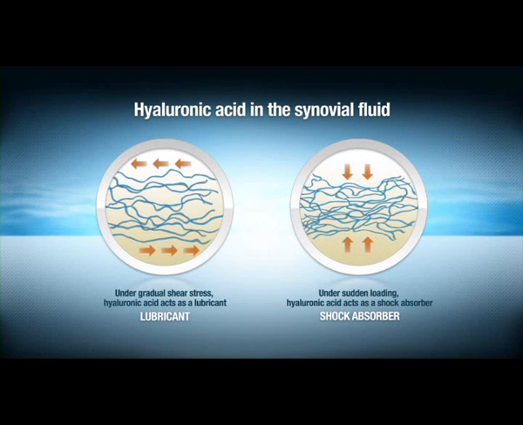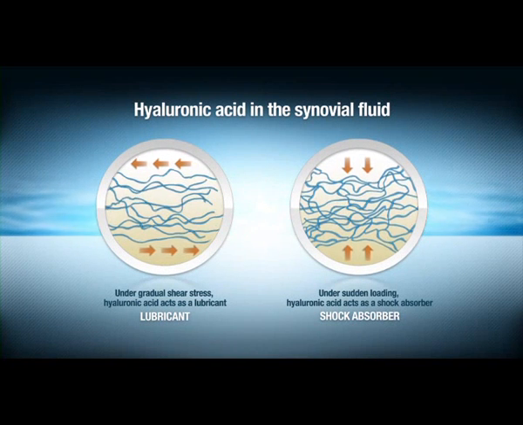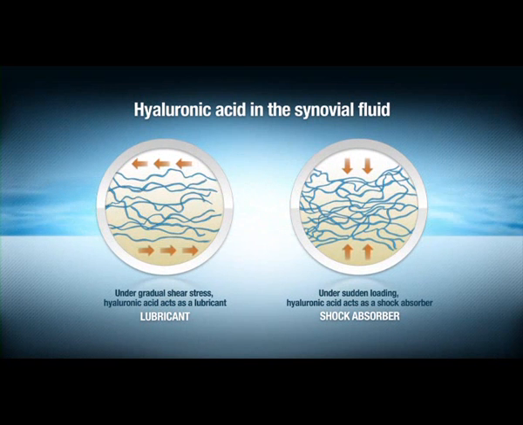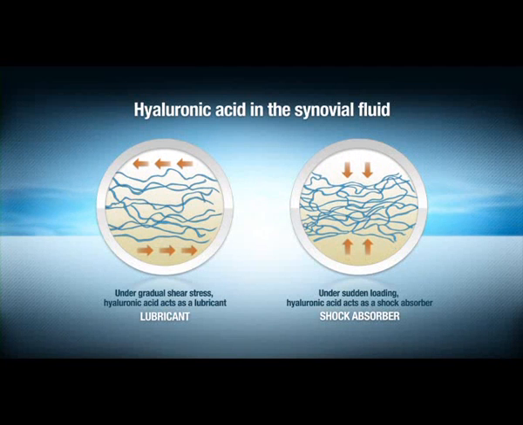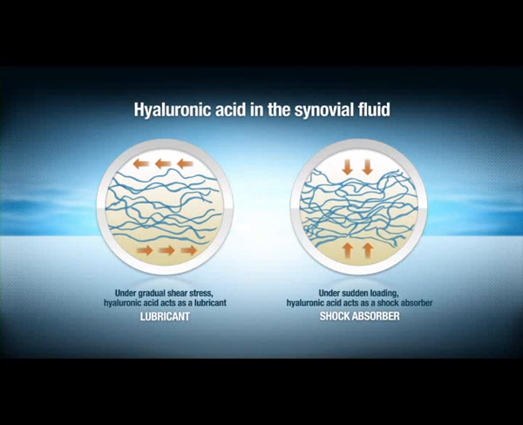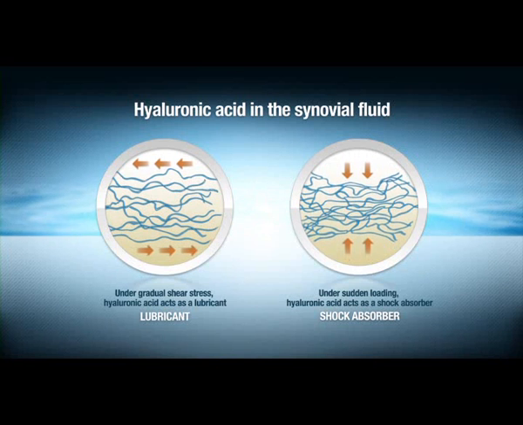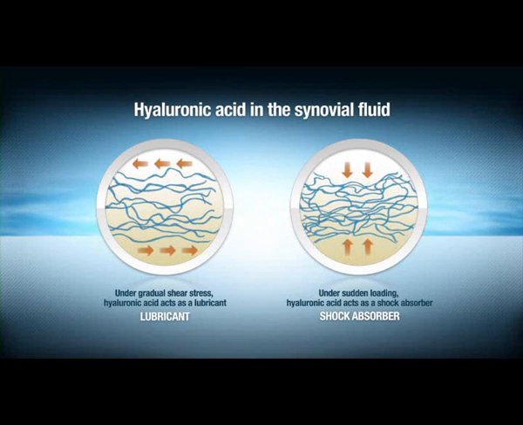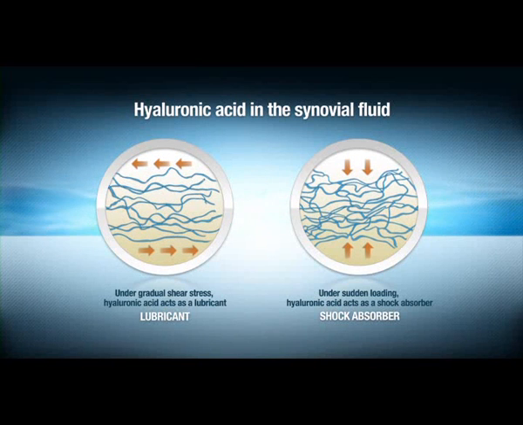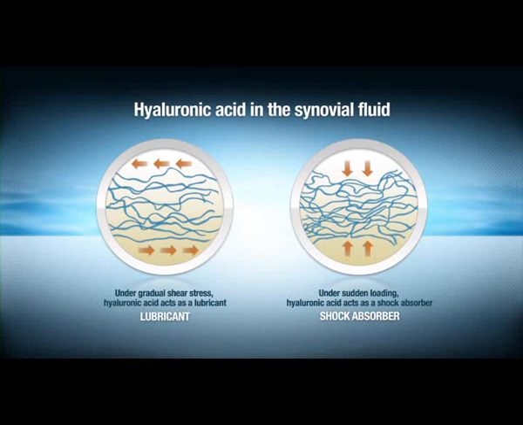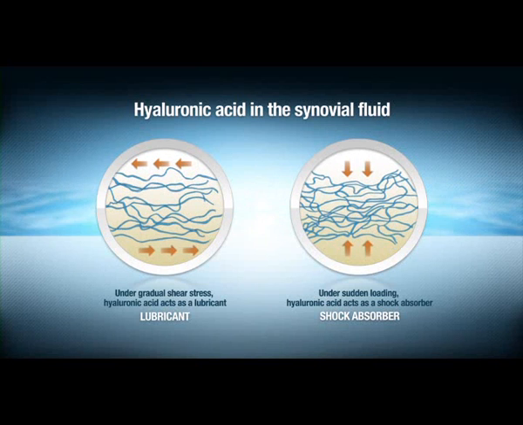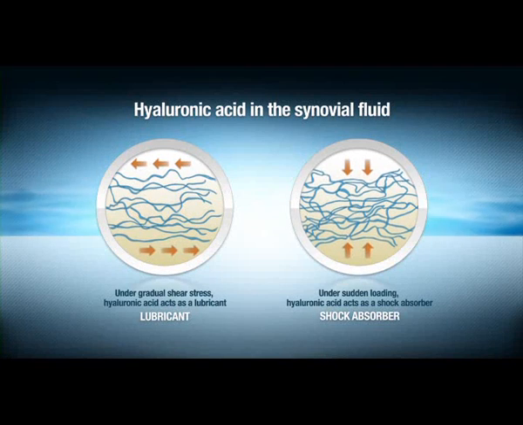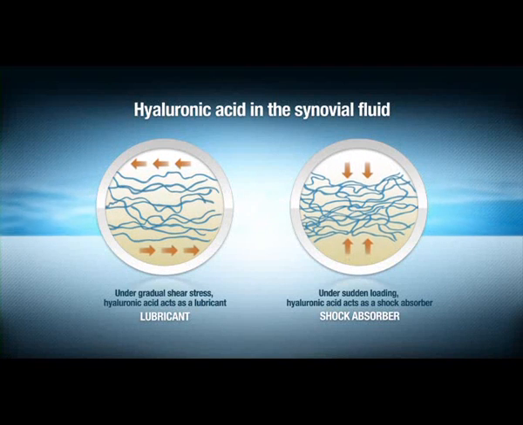HA is produced in the joint by synoviocytes and is extruded into the synovial fluid. It confers the characteristic viscoelasticity to the synovial fluid, which is otherwise a simple plasma dialysate. In the joint, HA acts as a lubricant, shock absorber, and filter. Its average molecular weight is 3 to 4 million Daltons, and its concentration is 0.2 to 0.4% in normal synovial fluid.